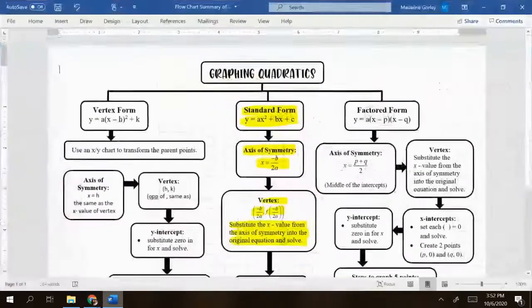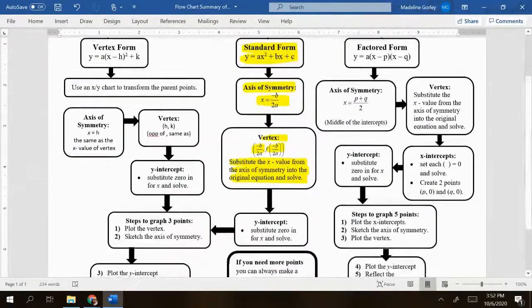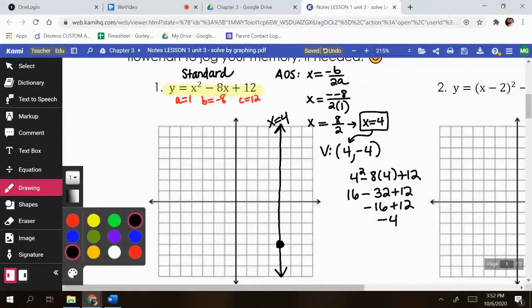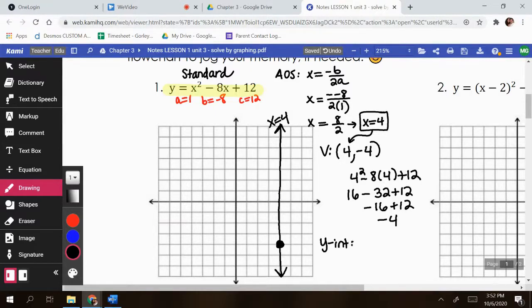All right, what's next? Next thing I want to do is find my y-intercept. We're going to substitute 0 in for x and simplify, solve for y. So for my y-intercept, I'm going to plug in 0 for x. So I have 0 squared minus 8 times 0 plus 12. If I simplify, that really just becomes 12. So I have a y-intercept at (0, 12). And you can see that we kind of run off of the graph here.